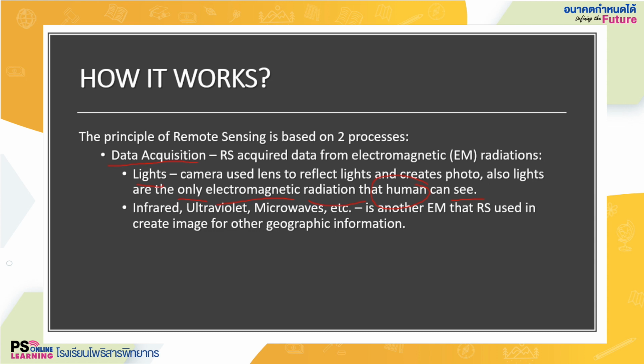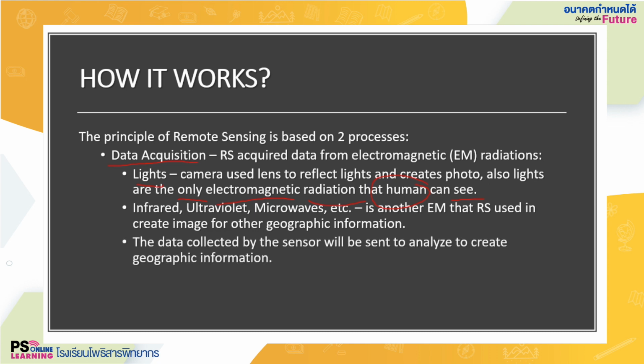All right, so other types of electromagnetic radiations, such as infrared, ultraviolet, and microwaves, are other EMs that RS uses to create images for other geographic information. The data collected by the sensor will be sent to be analyzed to create geographic information. So this data we do not call information yet, we call it data.